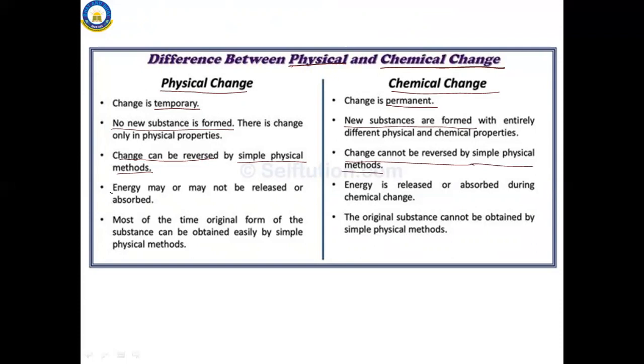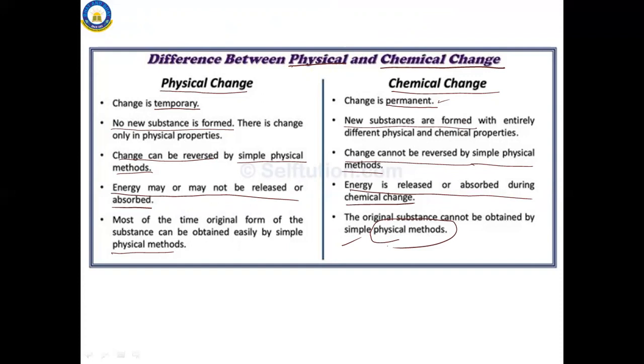Next point, energy may or may not be released or absorbed in physical change, but energy is released or absorbed during the chemical change. And most of the time the original form of the substance is brought back by simple physical method, but in chemical change the original substance cannot be brought back as it is permanent, that we have clearly studied here. So it cannot be brought back by the simple physical method. So these are the differences between the physical and chemical change.